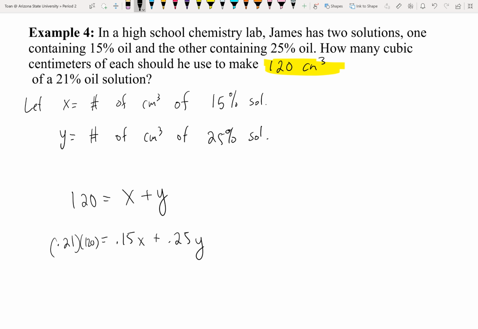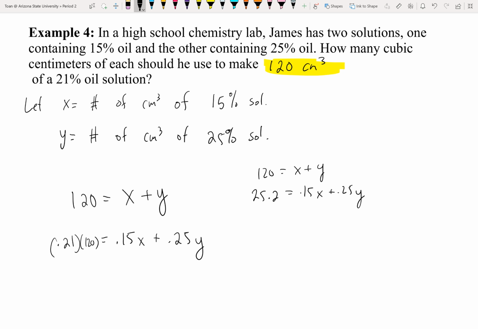There. And then, of course, I'd go ahead and clean them up a bit. 120 equals x plus y. I'd break out my calculator. 21% of 120. 0.21 times 120 is 25.2 equals 0.15x plus 0.25y. And then you just go ahead and solve that system.